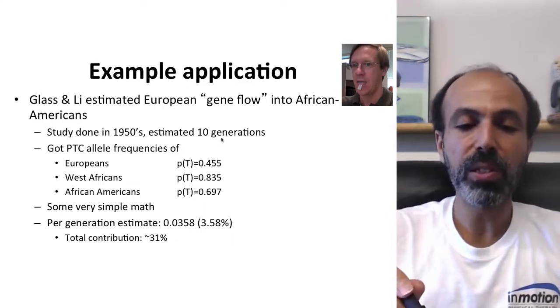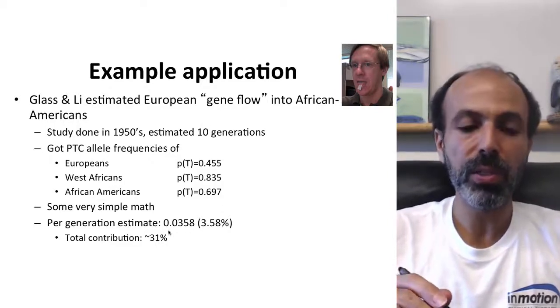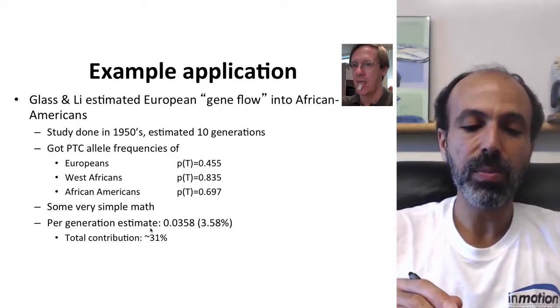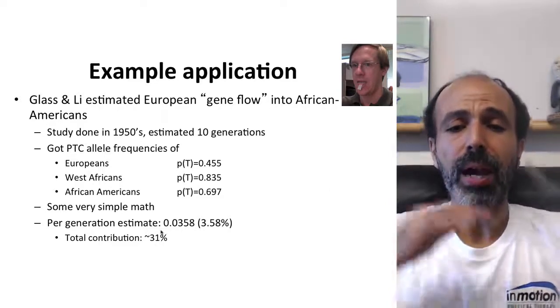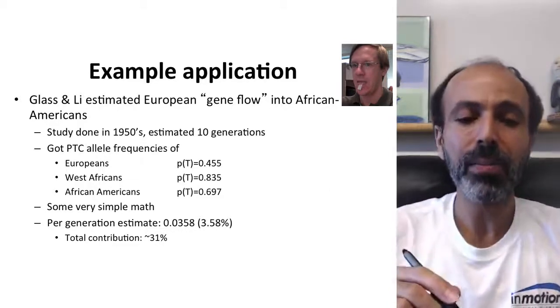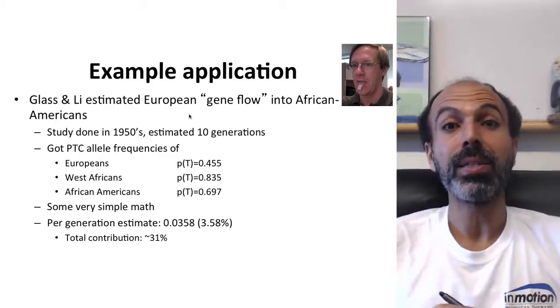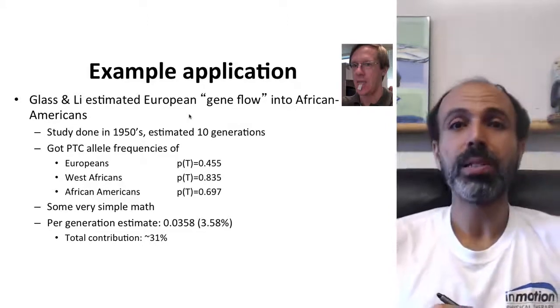Given the number of generations, since they estimated this is over about 10 generations, they estimate about 31% of African American genetic makeup comes ultimately from European ancestors, which is potentially somewhat surprising. In the next video, I'm going to go over a very different sort of deviation from Hardy-Weinberg, but it relates back to what we talked about previously in terms of genetic differentiation and random mating, as in FST. Thank you.